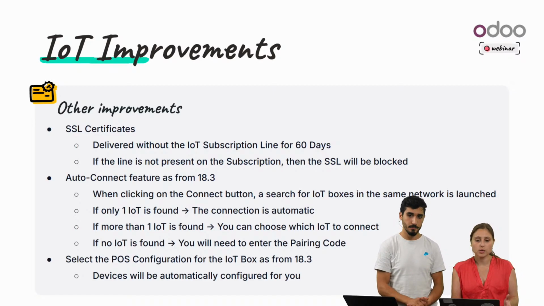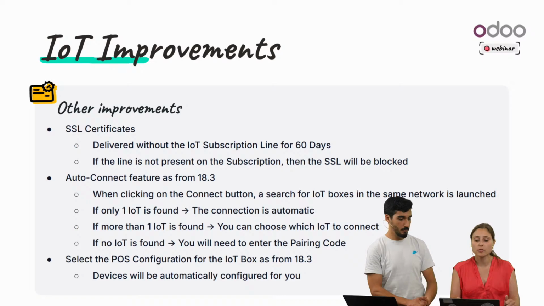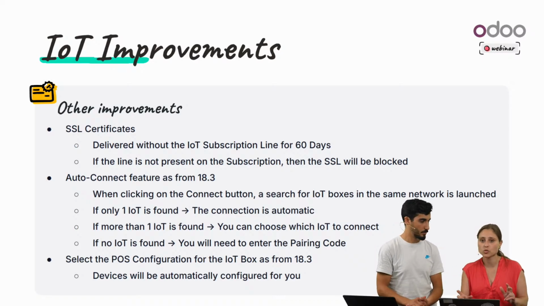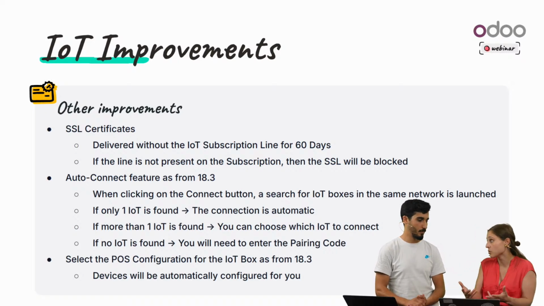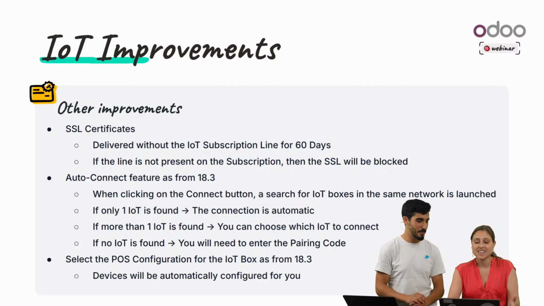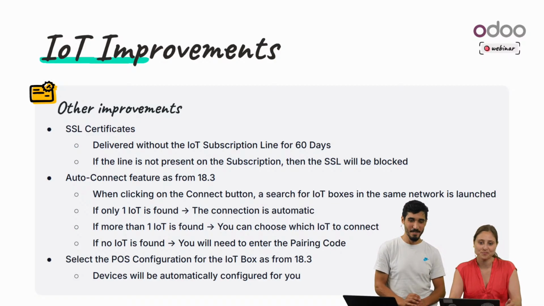So the next feature is what we're going to show you. We're going to auto-connect the IoT. The system is going to automatically detect that you have an IoT in the network, and it's going to connect automatically to it. If you have more than one IoT, of course, you can choose which one you will need to connect. And if no IoT is found, this can be due to different reasons. You have to check if you plugged the cables right. Exactly. But you will get a pairing code to connect the IoT manually.